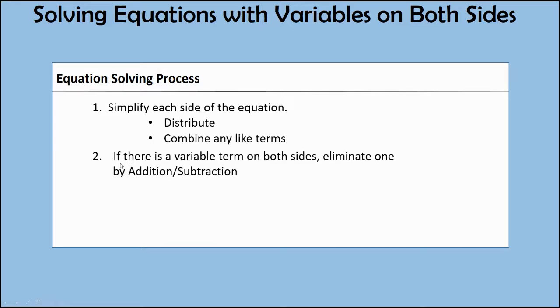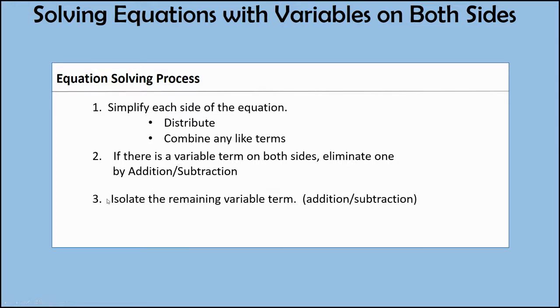Now, at this point, you'll notice whether or not there's a variable term on both sides of the equal sign. So there's one on the left and one on the right. What we need to do here is eliminate one of them by adding or subtracting it from both sides. We can't solve an equation that has a variable term on both sides. So you've got to collect them to one side, or basically eliminate one of them so that there's only one remaining. And then we just go about solving that.